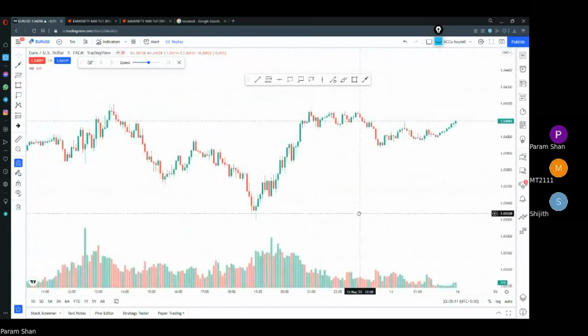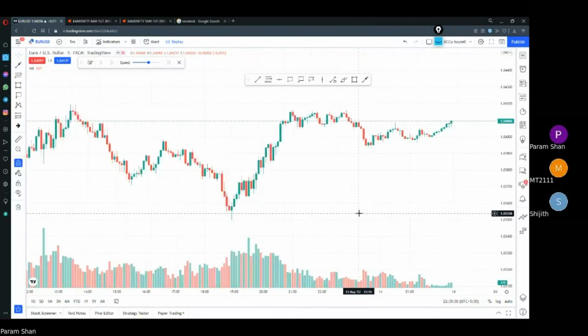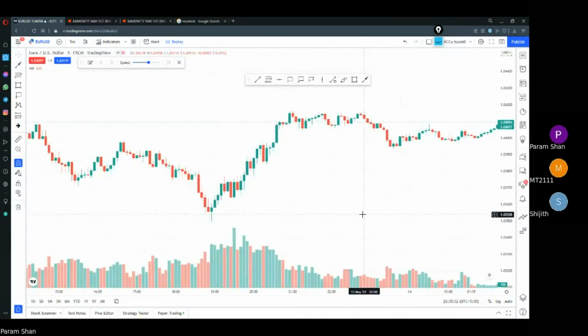Are we using any kind of indicator or any tool? Nothing. It's just a candle, volume, and have some patience to watch what is happening. That's it.